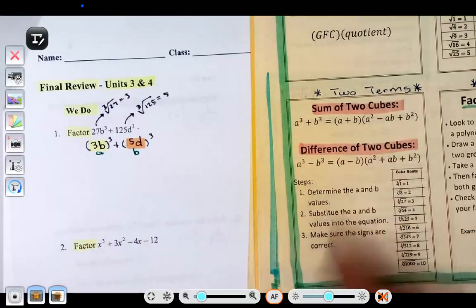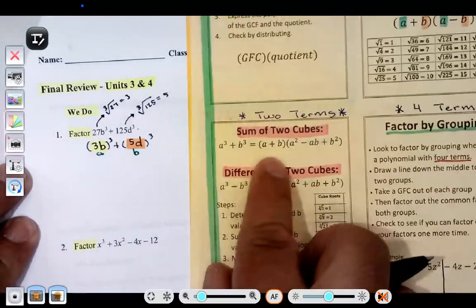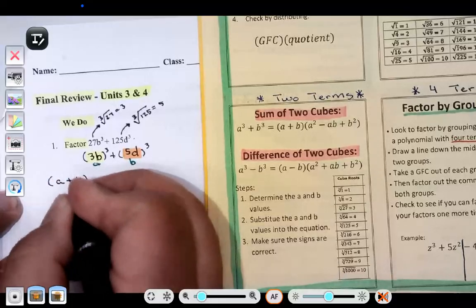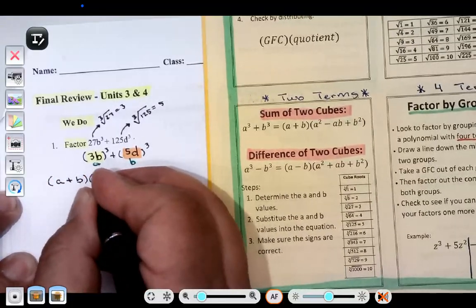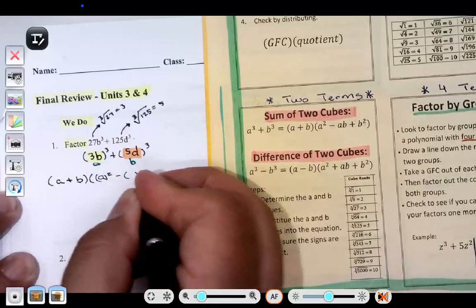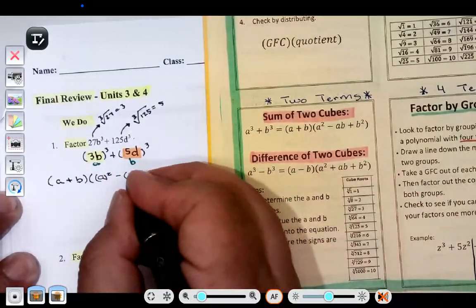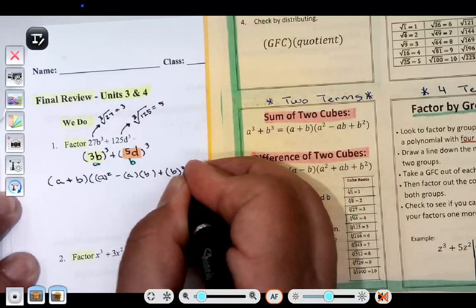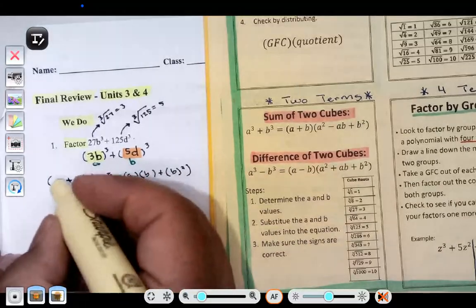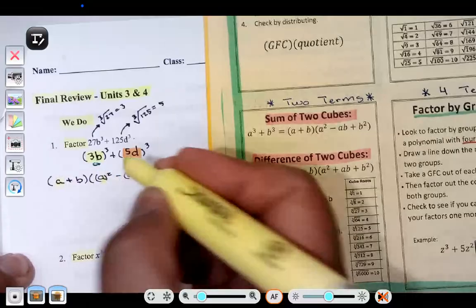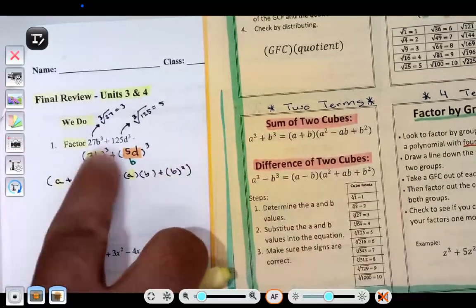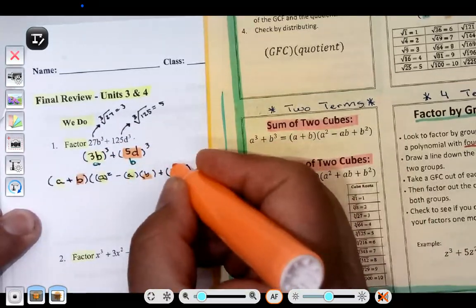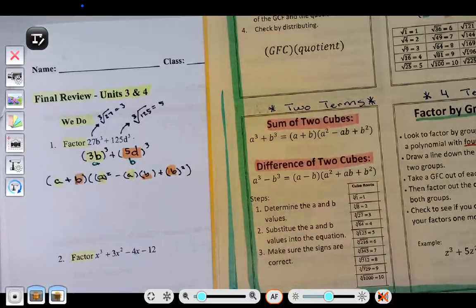So according to this formula, I'm just going to copy what the word wall says here. Again, great use of the word wall to help us out. A plus B times A squared minus AB plus, just copying the word wall here, plus B squared. Remember, all of these values are going to get filled in, and we already know what we're filling them in with. That's why we broke down the problem earlier. Here's the B values in orange, and that's where I'm going to write my 5D.